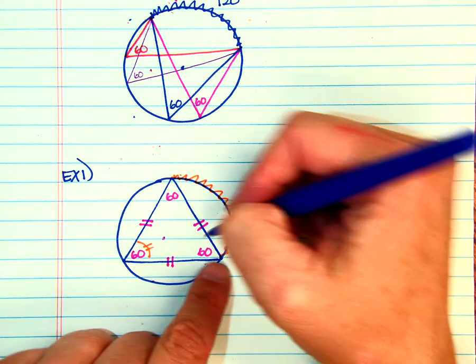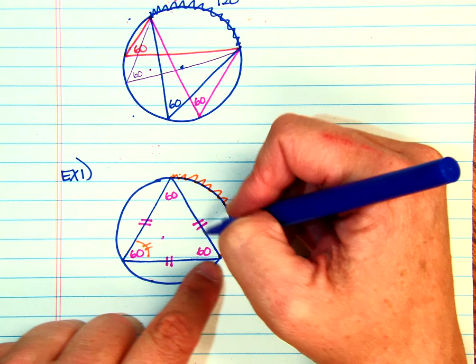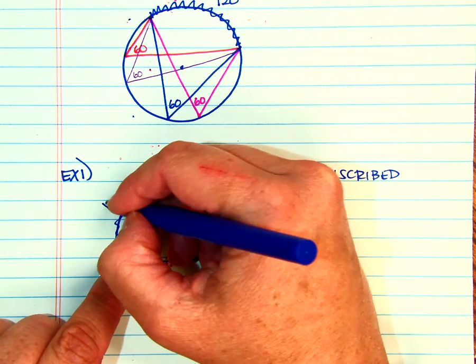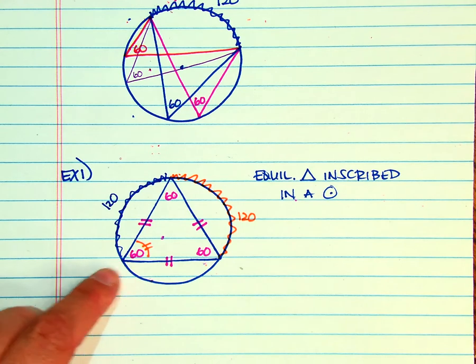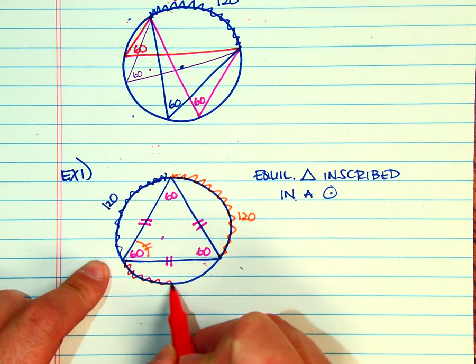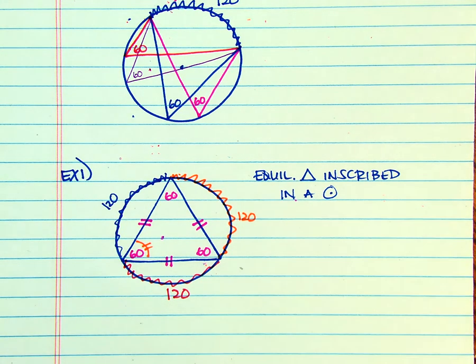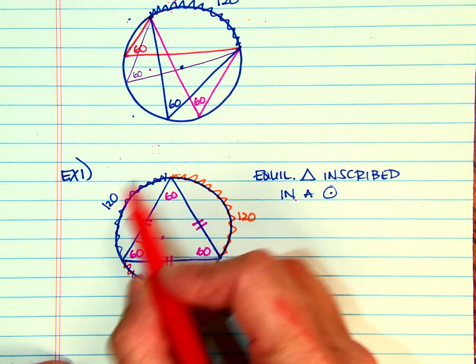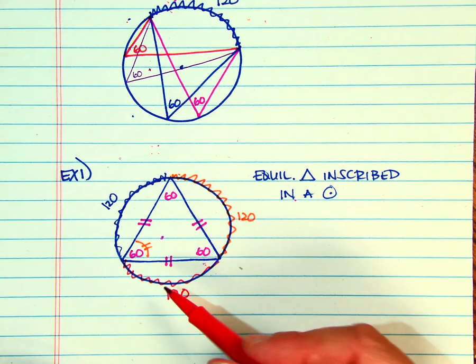So then following this piece, here's 60, following it to its intercepted arc, that's also going to be 120. And then finally, the last little arc is also going to be 120. There's a couple things that come out of this. So we still have the 120, the 120, and the 120, so those all equal 360.